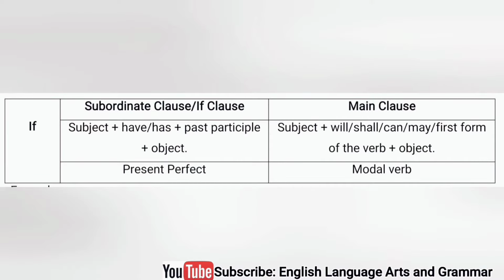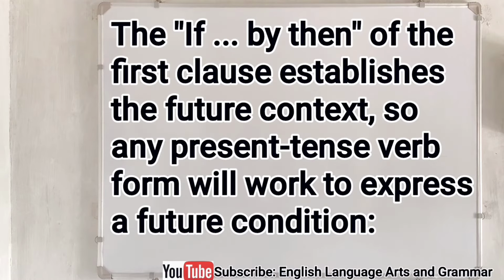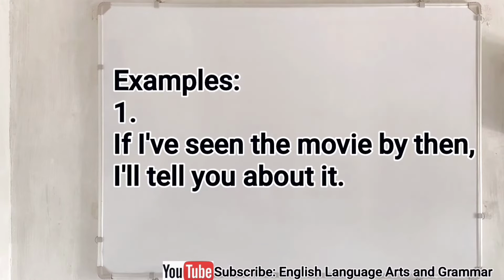Let us learn some examples by using the formula present perfect plus modal verbs. The present perfect in the if clause of a sentence in the first conditional emphasizes that one action depends upon the completion of the other. The "by then" of the first clause establishes the future context. So any present tense verb form will work to express a future condition. Let us learn some examples by using present perfect and the modal verb.